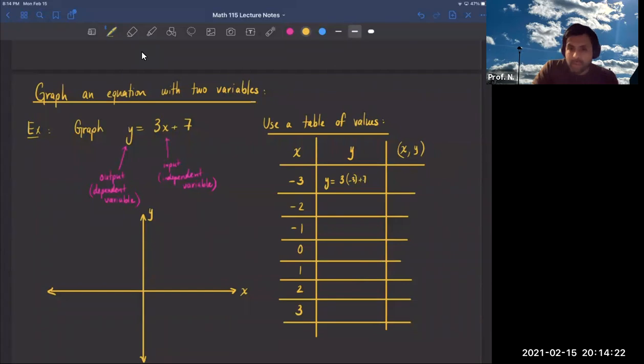So the y value associated with the x value is 3 times -3, which is -9 plus 7, which is -2. So my coordinates are going to be what? -3 comma -2. And then so on and so forth. Y will be 3 multiplied by -2 instead. Plus 7. This will be -6 plus 7, which equals +1. This will be equal what? -2 comma 1.